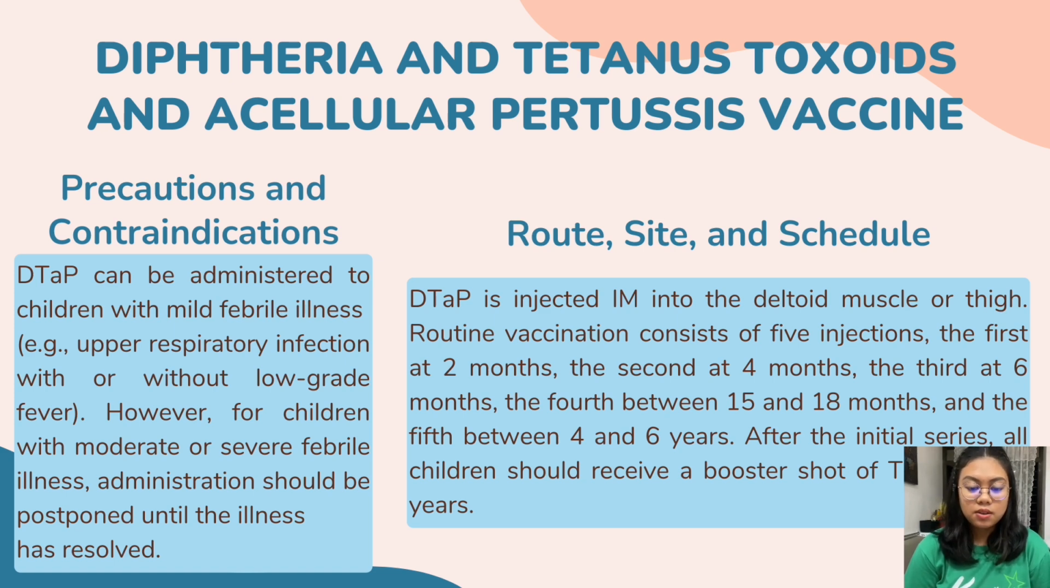Routine vaccination consists of 5 injections, the first at 2 months, the second at 4 months, the third at 6 months, the fourth between 15 to 18 months, and the fifth between 4 to 6 years. After the initial series, all children should receive a booster shot of Td every 10 years.